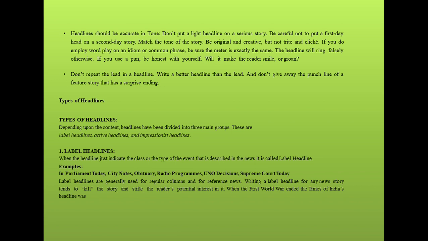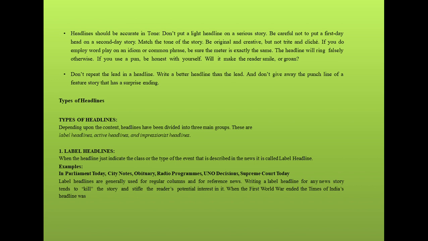First, label headlines. When the headline just indicates the class or the type of the event that is described in the news, it is called a label headline. For example, In Parliament Today, City Notes, Obituary, Radio Programs, UNO Decisions, Supreme Court Today. Label headlines are generally used for regular columns and for reference news. Writing a label headline for any news story tends to kill the story and stifle the reader's potential interest in it.